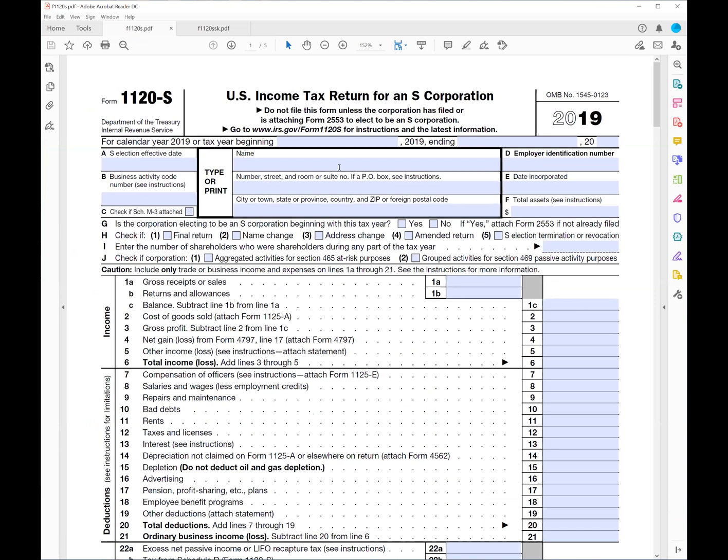So the top bar is very similar to the personal tax returns. It has the name, the EIN number of the corporation or S corp, the name of the business, and the address that they use for filing taxes. Then there's the date incorporated, and that's one thing worth looking at.